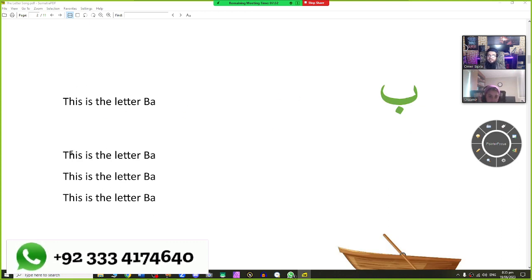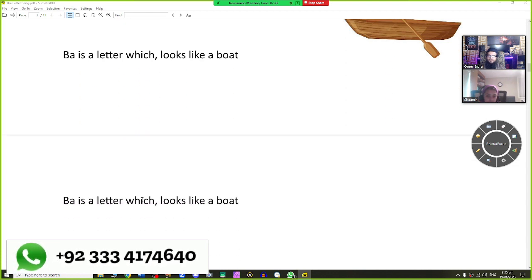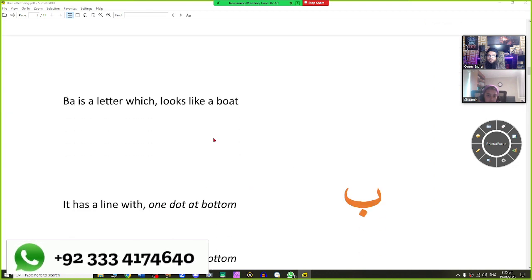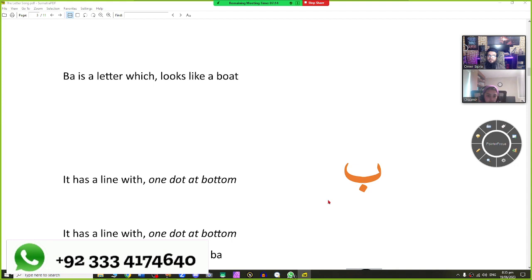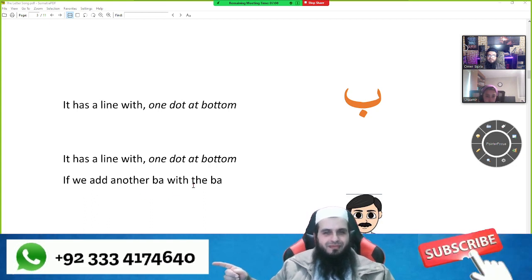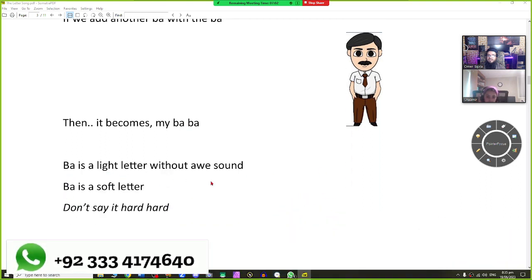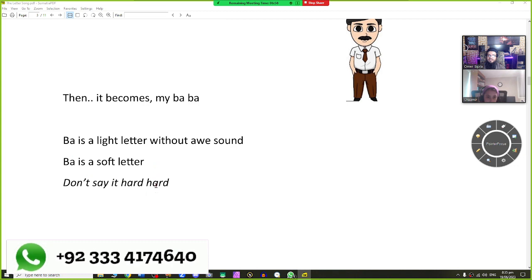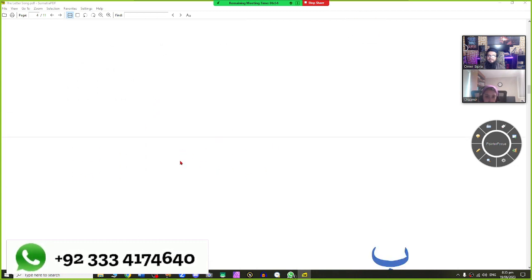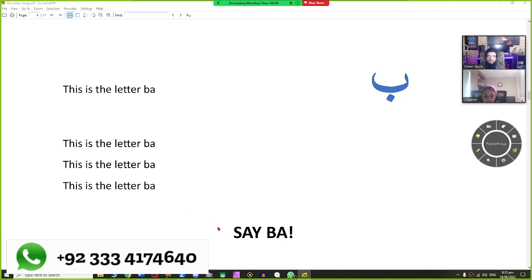All right. This is the letter ba. Ba is a letter which looks like a boat. It has a line with one dot at bottom. If we add another ba with the ba, then it becomes my baba. Ba is a light letter with an aw sound. Ba is a soft letter. Don't say it hard, hard. This is the letter ba. Say ba. All right.